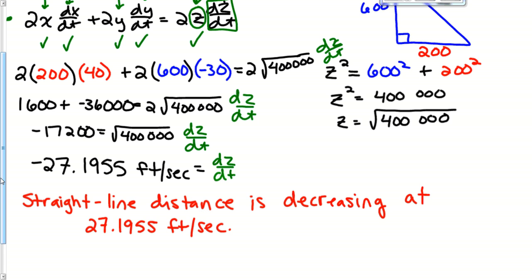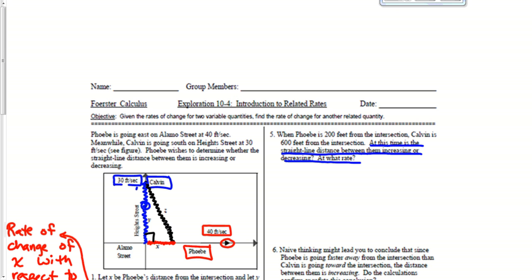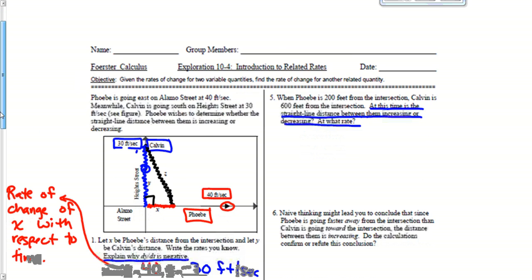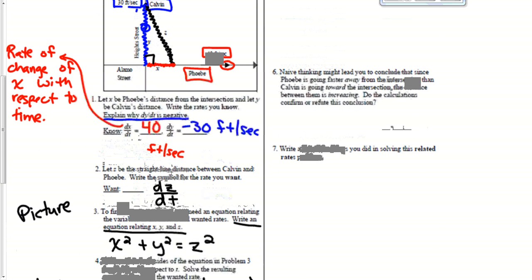So I've got number 5. Moving back to the front, I'm now looking at number 6. Naive thinking might lead you to conclude that since Phoebe is going faster away from the intersection than Calvin is going toward the intersection, the distance between them is increasing. And do your calculations confirm or refute this conclusion? Our rate of change was negative, so that actually refutes it. Even though it seems like z should be increasing at that moment, at that particular moment, z is actually decreasing.